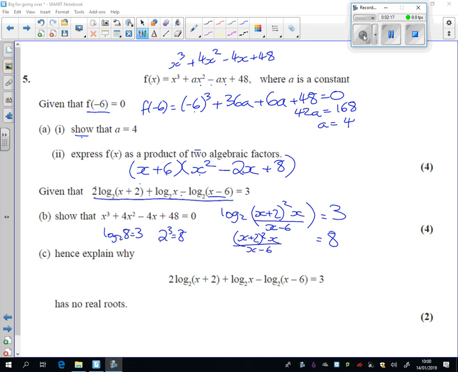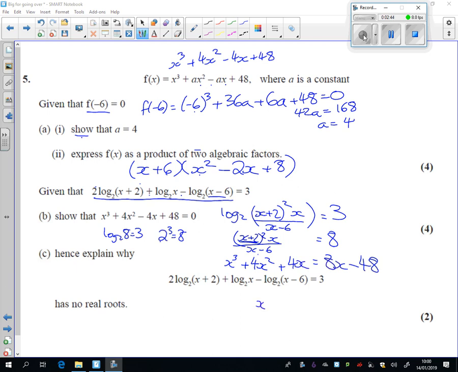Now I've got to manipulate this algebra here. So I'm going to take the bracket up to there. That gives me 8x minus 48. I'm going to square this bracket here and times it by x. So I've got x squared times by the other x makes x cubed. I've got 2x and another 2x is 4x times by the extra x gives me 4x squared. 2 times 2 is 4 times by that x there.